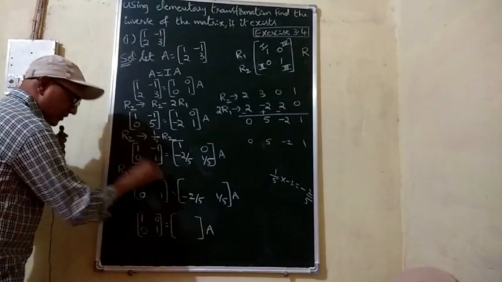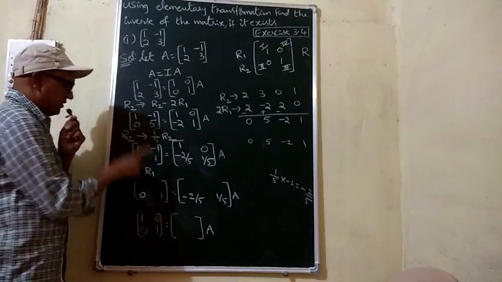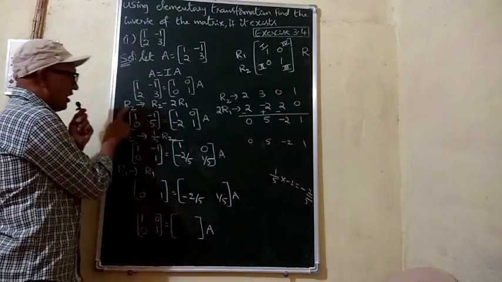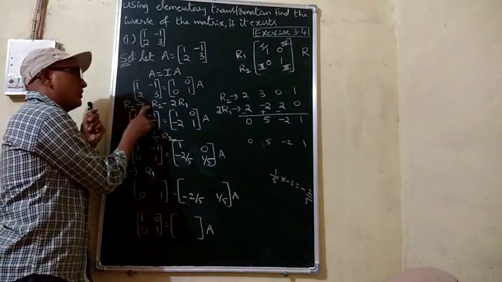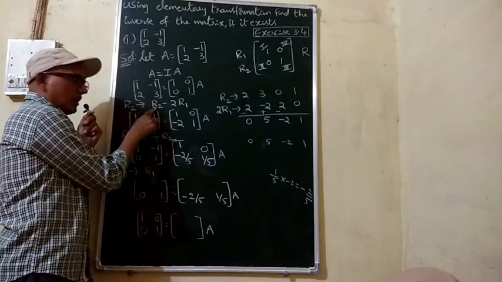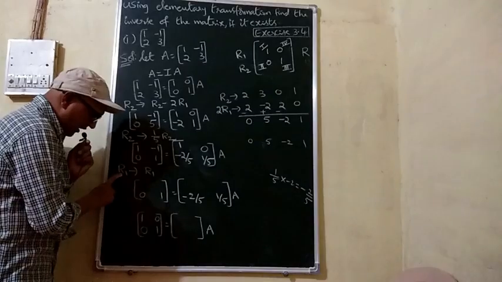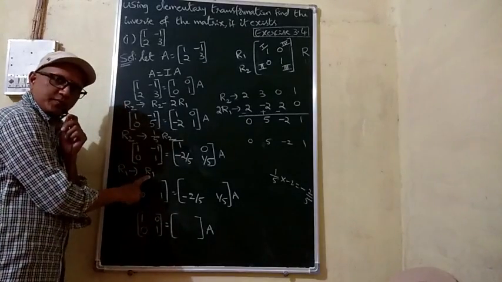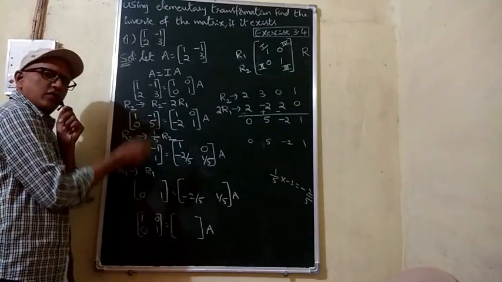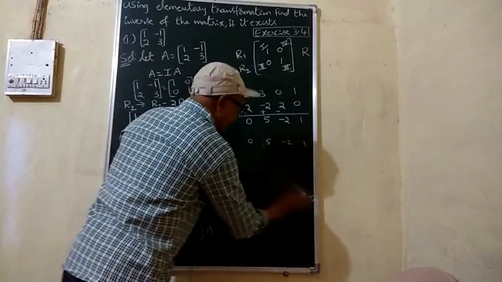R1, R1. R2, R2. R2, it may be 1 by 5 into R2. I already told, R2 you are writing here, here also R2. It may be 2 R2, 3 R2, 4 R2, 5 R2, whatever it may be. R2 means R2. Don't write R1 here. R1 means R1. Whatever you are writing, you should write the same row. R1, R1, maybe 2 R1, 3 R1, 4 R1, 5 R1, 6 R1, whatever it may be. But R1, R1. Right? Okay.